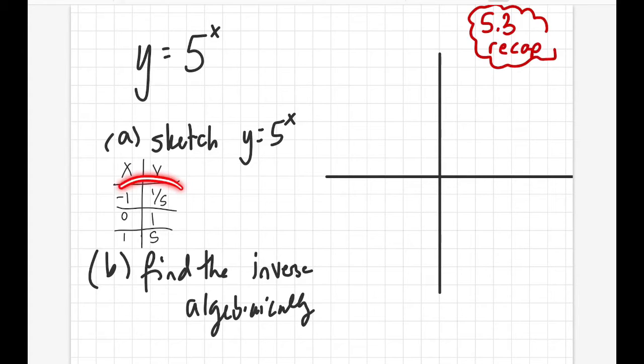So let's plot each of these points. So -1, 1/5. It's going to be right there. And now I've got 0, 1. 0, 1 is the coordinate next, right there. And then the last coordinate is 1, 5. So up by 5. Plot the point, and now I'm going to connect the dots. And I can see my exponential graph.